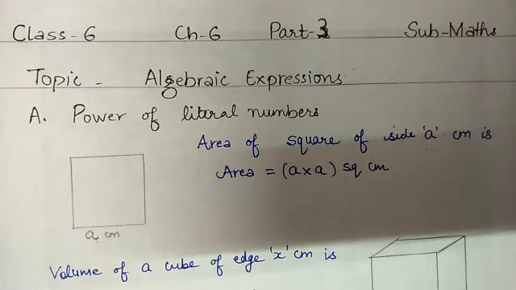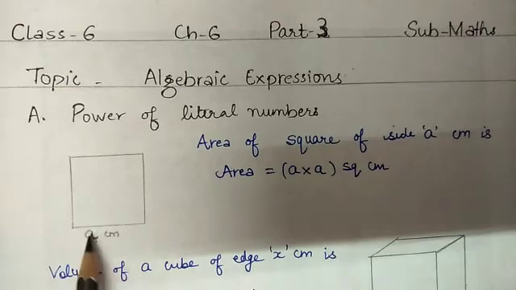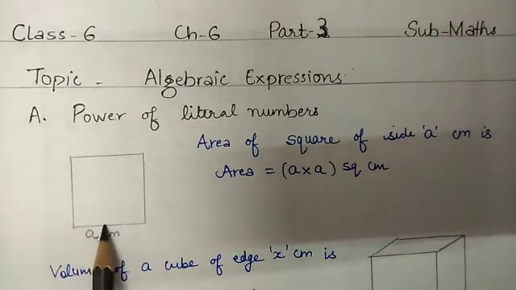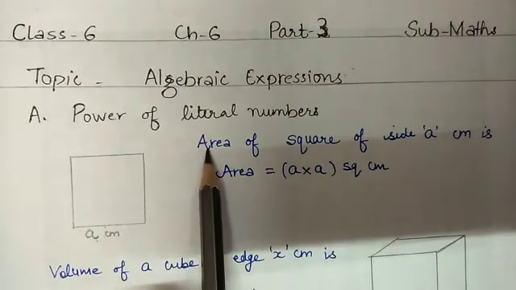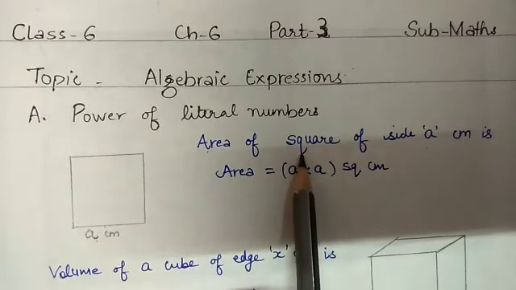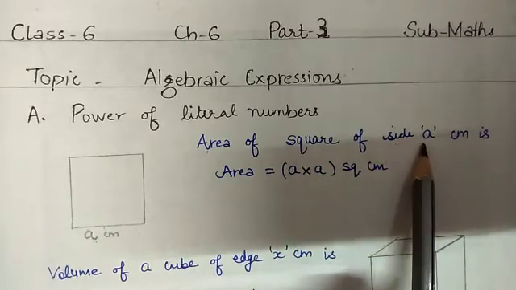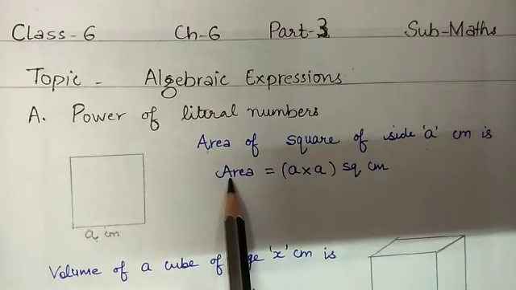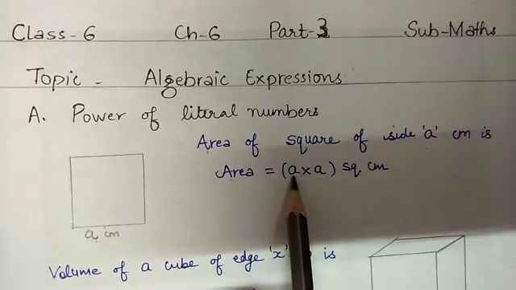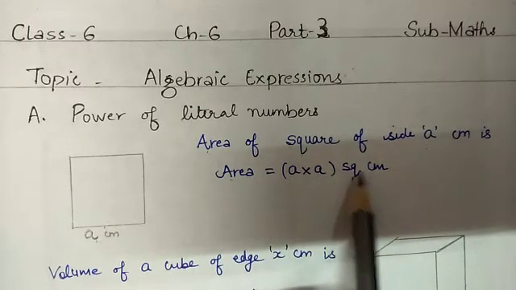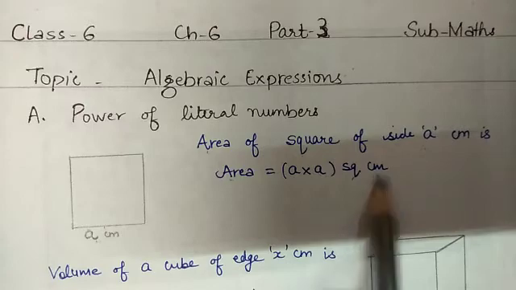Today we are going to start our next topic, algebraic expressions. Topic is power of literal numbers. Look at this square whose one side is a centimeter. If we want to find the area of square of side a centimeter, it will be equal to a multiplied by a square centimeter, right?